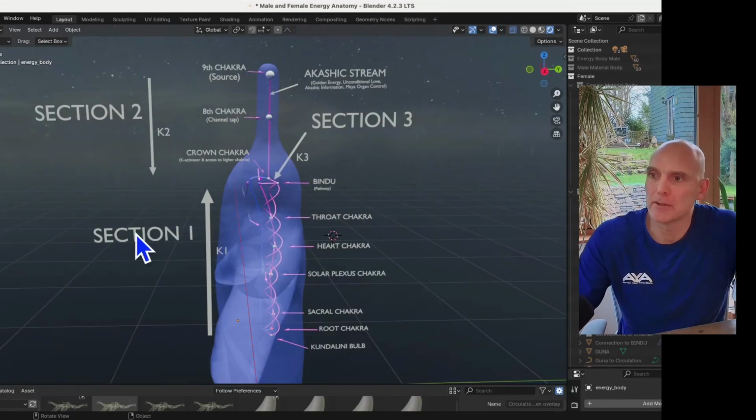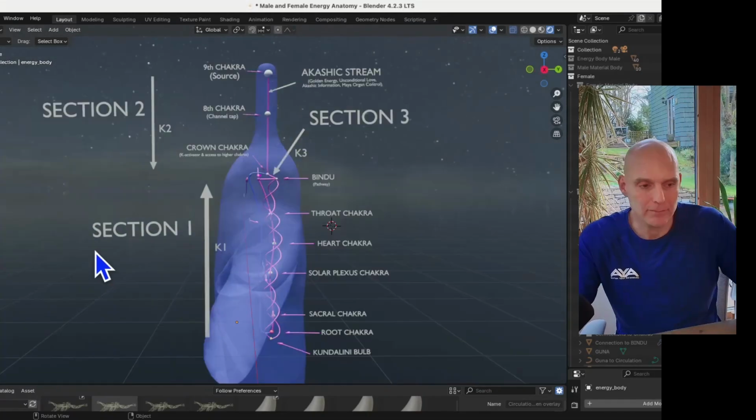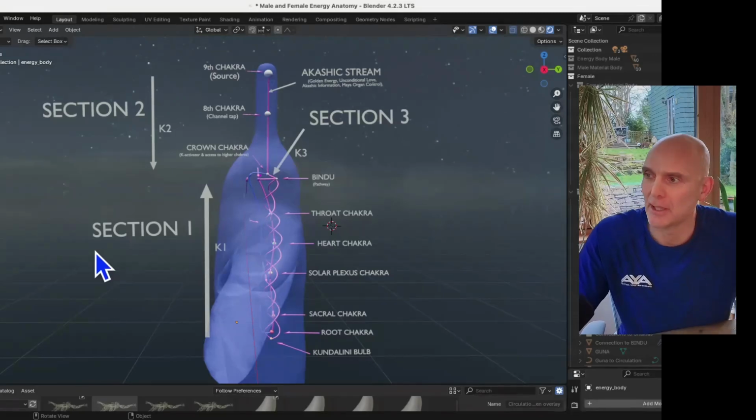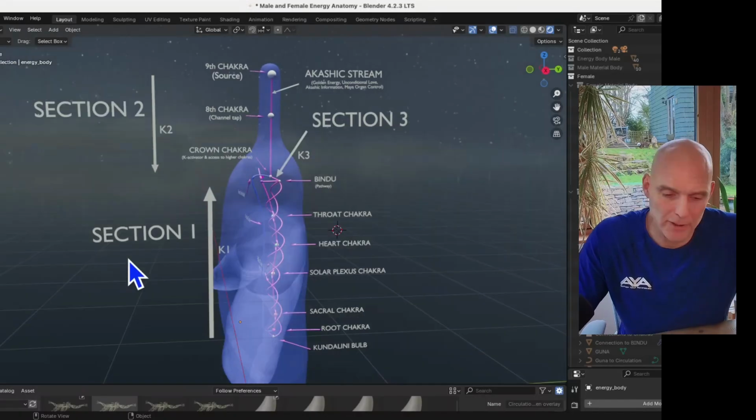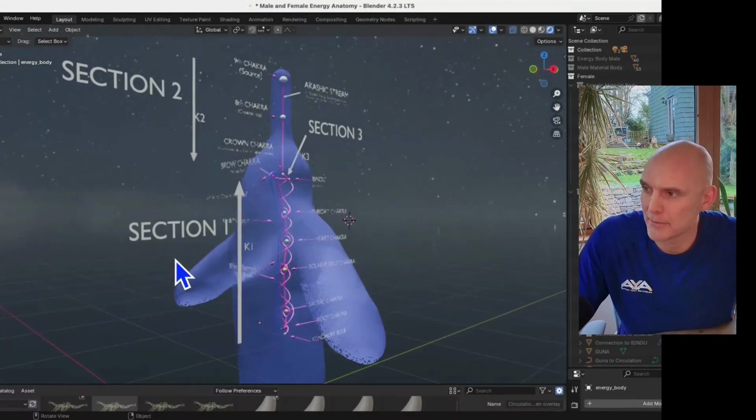Okay, I think that's about it for the Kundalini system. Any questions? All right then, so let's now move on to the karmic system. Now this is going to be a little bit different because I haven't really got anything drawn on the 3D model for the karmic system. So we're going to go to a PowerPoint in a second to show you something.